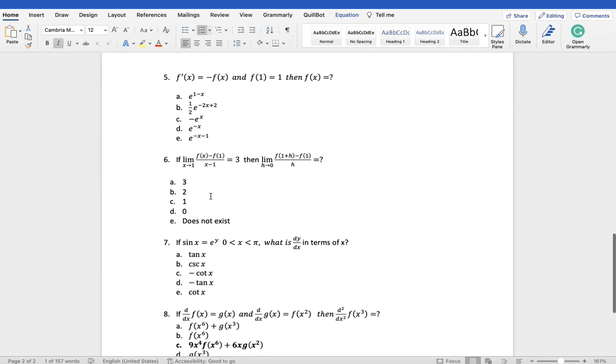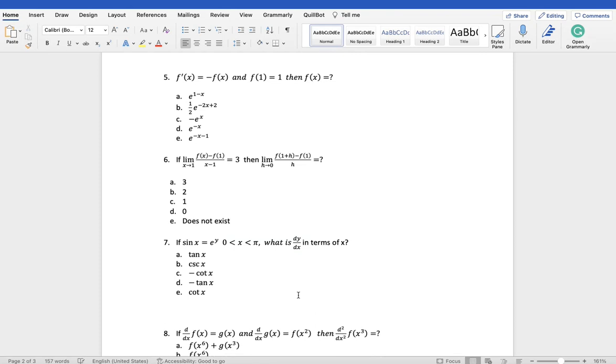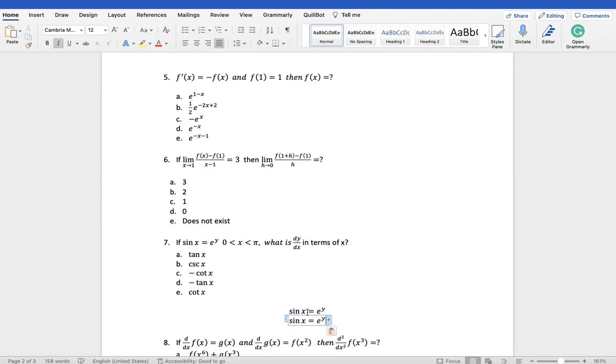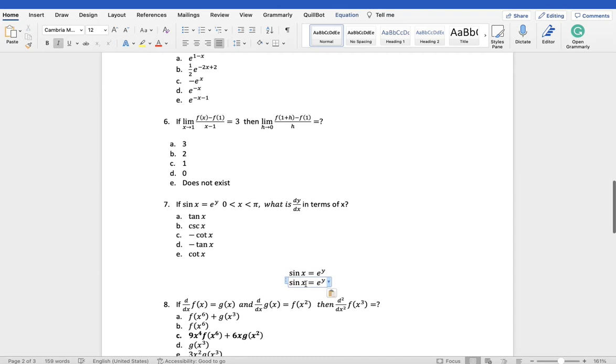Right? So now let's look at question 7 here, which is telling us what happens if we have some function sine x is equal to e to the y, right? And we are asked to find dy over dx. So now let's take the derivative on both sides.